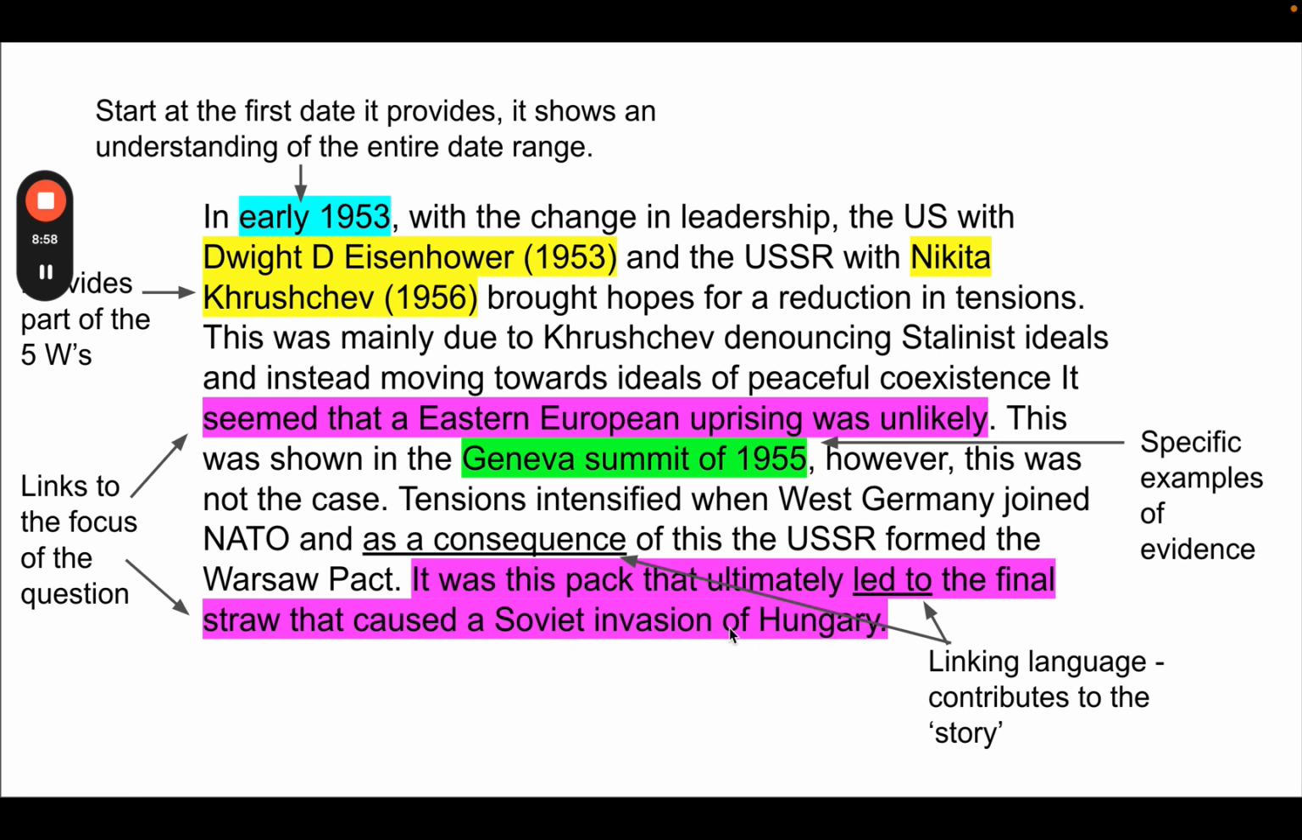So as you can see, I've annotated this here as well. If you want to have a look, the underlined words are linking language. The bits in purple are links to the focus of the question. The bit in green is the specific evidence. And yellow is just me setting the scene with some names, with some dates, and I'm making sure that I go all the way back to 1953 to show that I am aware of how things happening in 1953 contributed to the Hungarian Uprising.